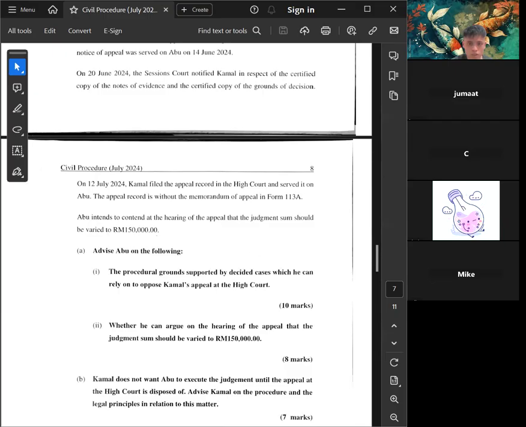So the first question is, advise Abu the procedural grounds supported by decided case which he can rely on to oppose Kamal's appeal at the High Court. So I guess there might be a lot of people skip this question because the question is all about appeal.